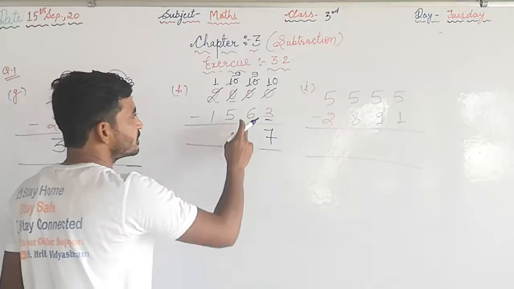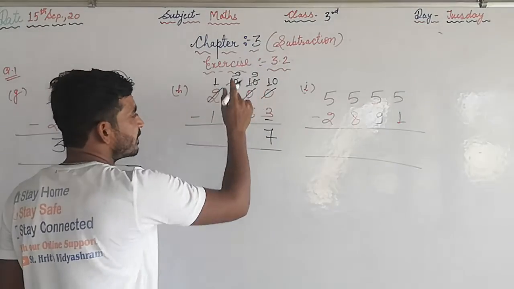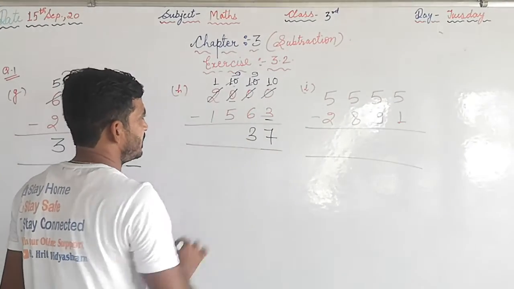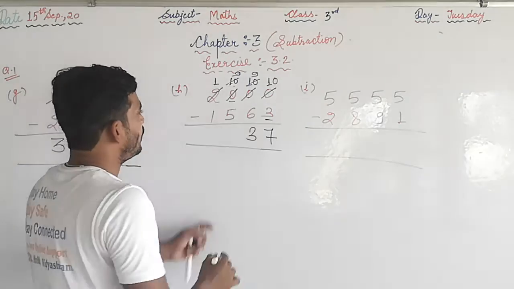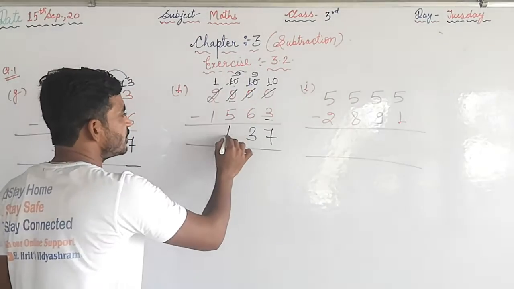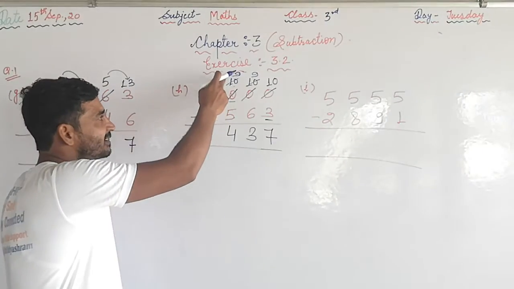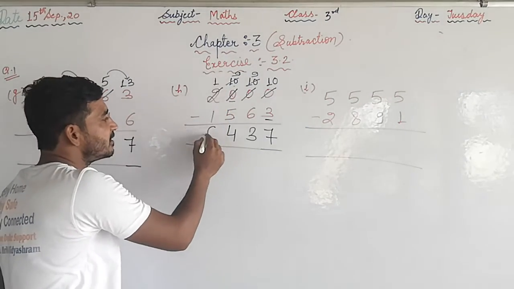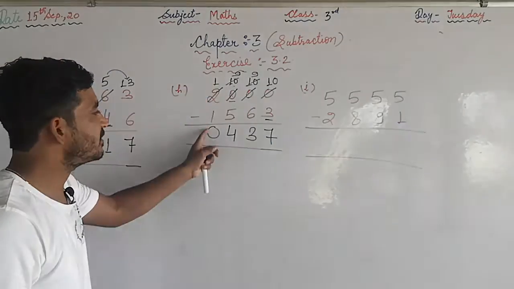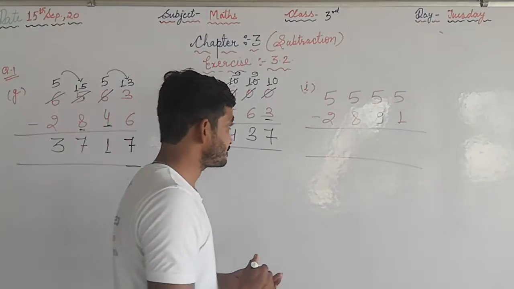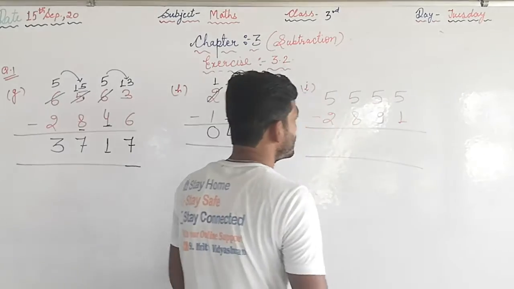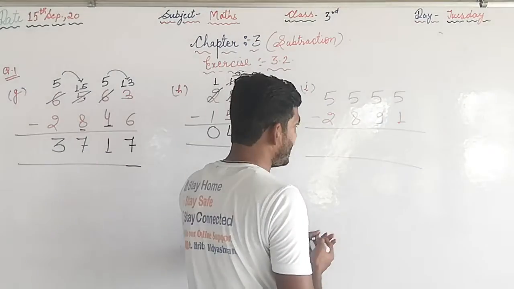Now you have to subtract 6 from 9. The result is 3. Now you have to subtract 5 from 9. The result is 4. When we subtract the same number, the result will always be 0. 1 minus 1 is 0. See the next question, that is the I part.